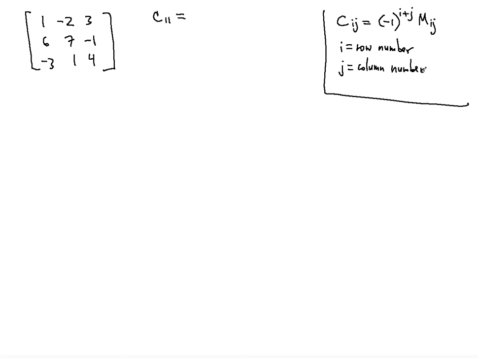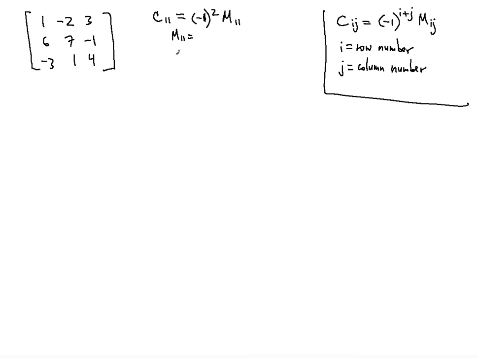Okay, so C11 is going to be negative 1 to the power of 1 plus 1, so that's 2, right? Because both i and j are 1, times the M of 1, 1. Now what is M11?